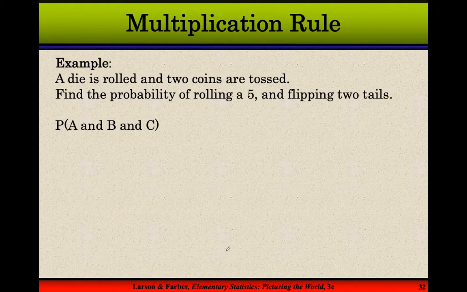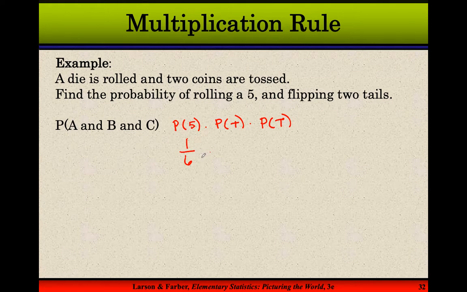So here's another example of "and." The die is rolled and 2 coins are tossed. What's the probability of rolling a 5 and flipping 2 tails? So the probability of rolling a 5 and the probability of getting a tail and the probability of getting a tail. Now, if all of these are independent of each other, then I just multiply their separate individual probabilities. And they are independent of each other. Getting a tail here has nothing to do with getting a 5 here. Getting the coin to land tails up here doesn't have anything to do with what it did on the prior flip. So there's a 1 in 6 probability of getting a 5.